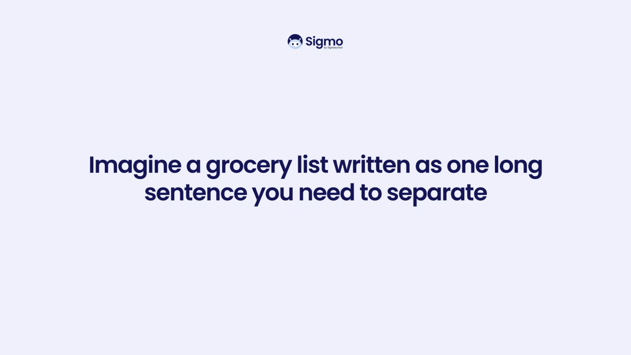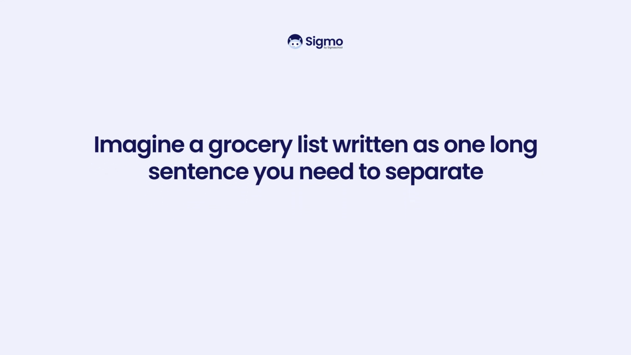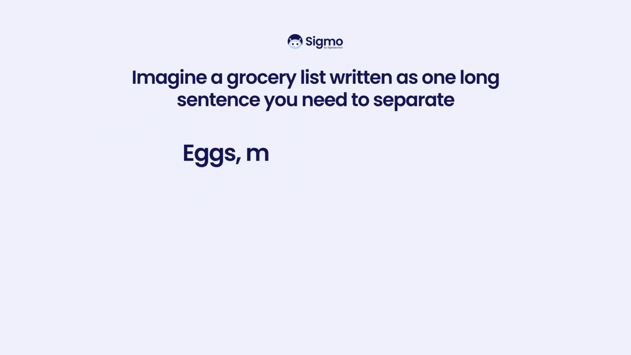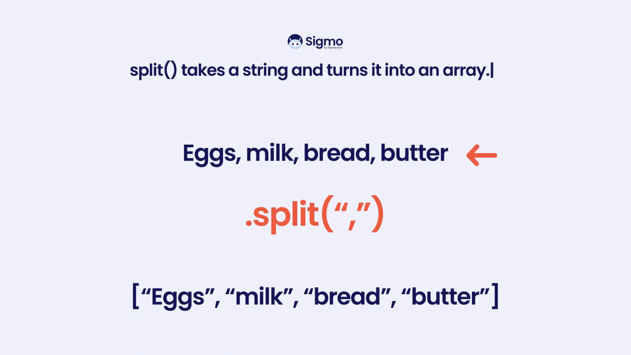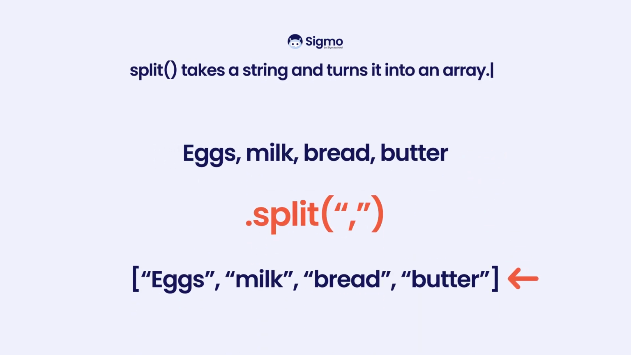Imagine someone hands you a grocery list written as one long sentence: eggs, comma, milk, comma, bread, comma, butter. You need to work with each item individually, but right now it's just one big chunk of text. That's exactly the problem Split solves. Split is a built-in JavaScript method that takes a string and turns it into an array. You just tell it what character to cut at, and it does the rest.